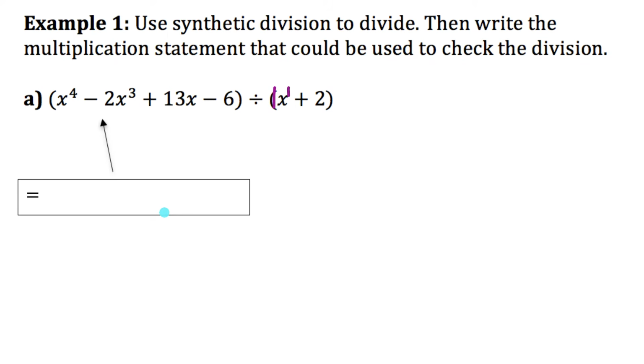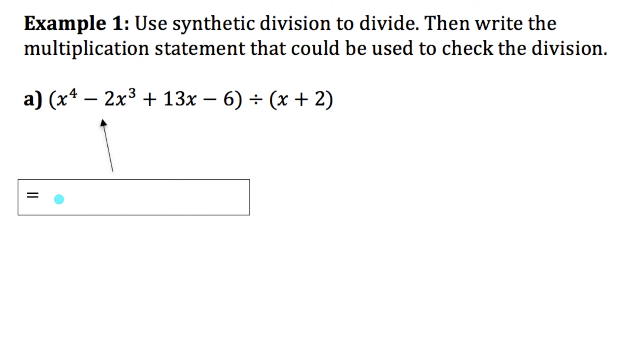So synthetic division is best when that criteria is met. Before I do this synthetic division, notice that the dividend has a degree 4, 3, 1, and 0. It doesn't have a degree 2 term. So when I set up the synthetic division, I have to make sure I put in a placeholder for 0.